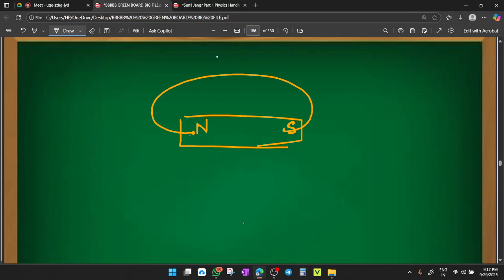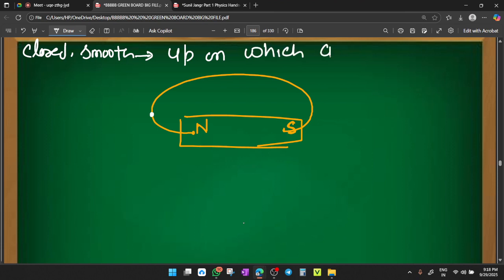Magnetic lines of forces are closed, smooth, okay? Closed curve, smooth curve, okay? Upon which a unit north pole can move freely. Yes, this is very important. Upon which, Nitin, is it clear? A unit north pole can move freely.